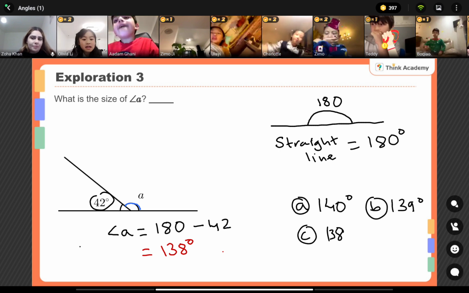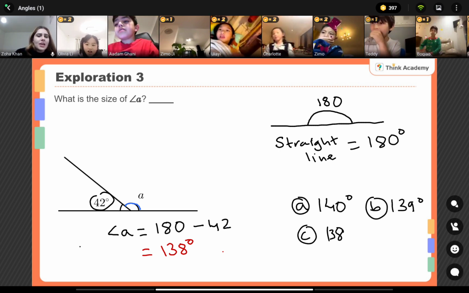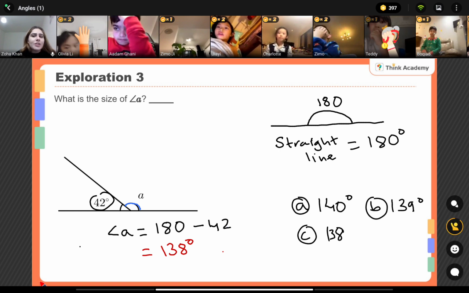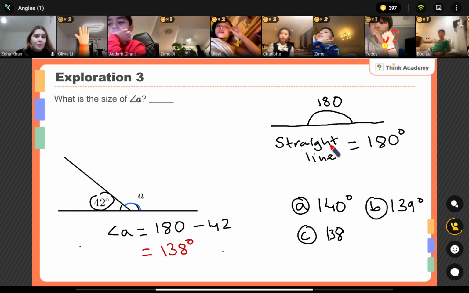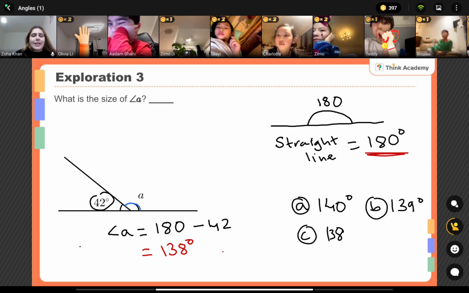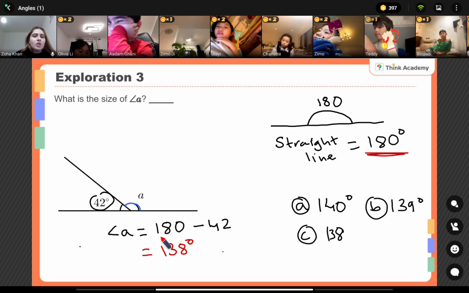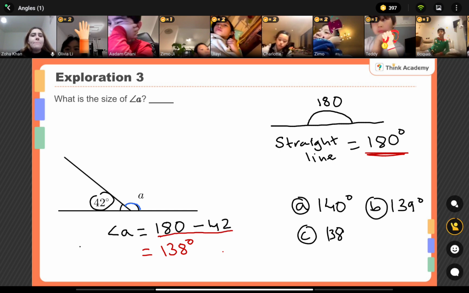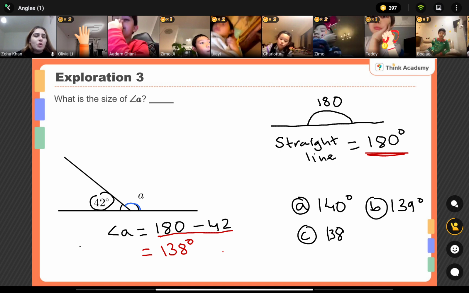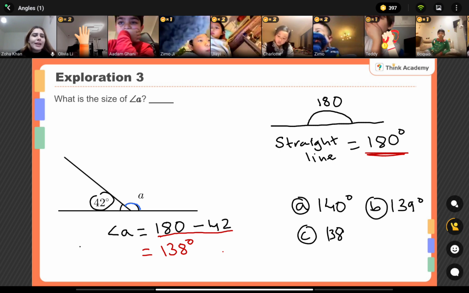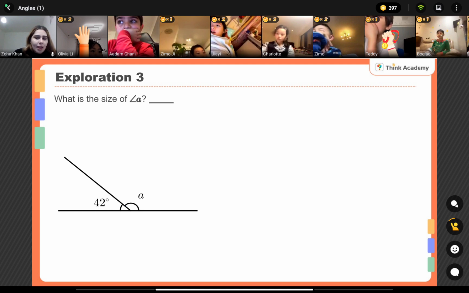It should be C. So everyone remember, sometimes you're going to be asked to find out the missing angles on a straight line. Remember, all of the angles on a straight line add up to 180. So if you want to work out what one missing one is, you can just do 180 minus 42 to work that one out. Remember, angles on a straight line always add up to 180.